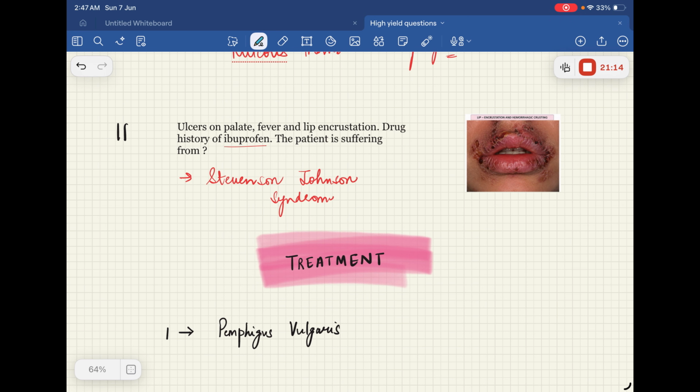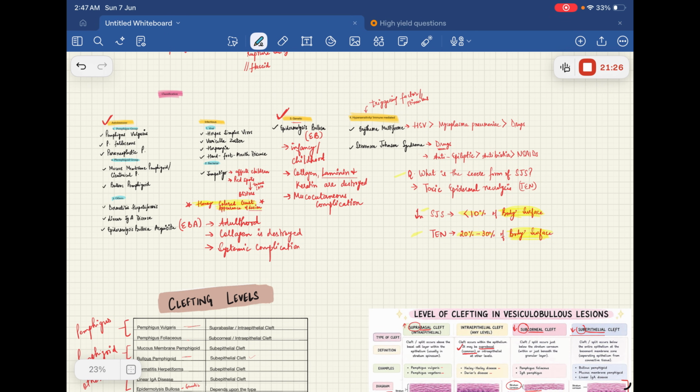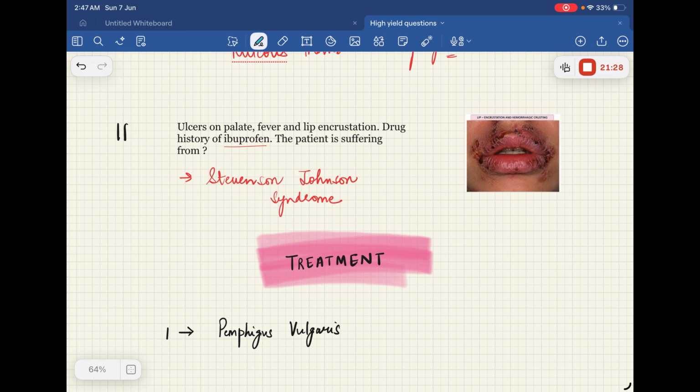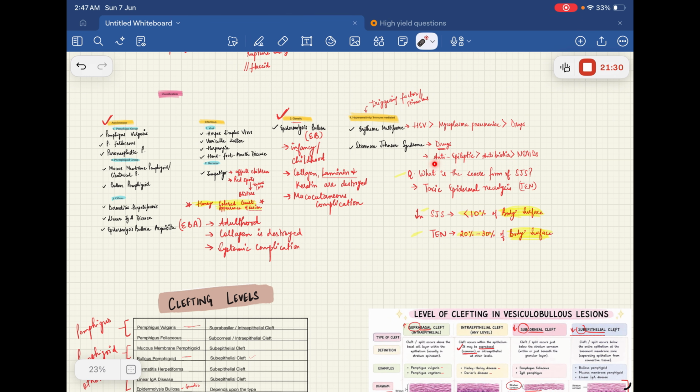So, remember all the triggering factors or the stimulus which precipitates the hypersensitivity reaction. It's not important that they are going to ask only the major one, right? They can ask any of the given, either anti-epileptic, antibiotics, or NSAIDs as well. Same for erythema multiforme.